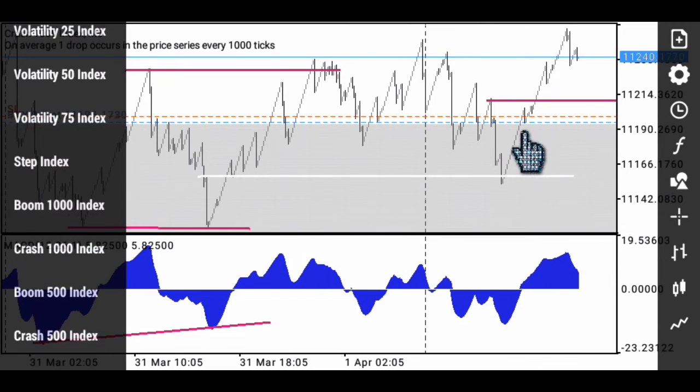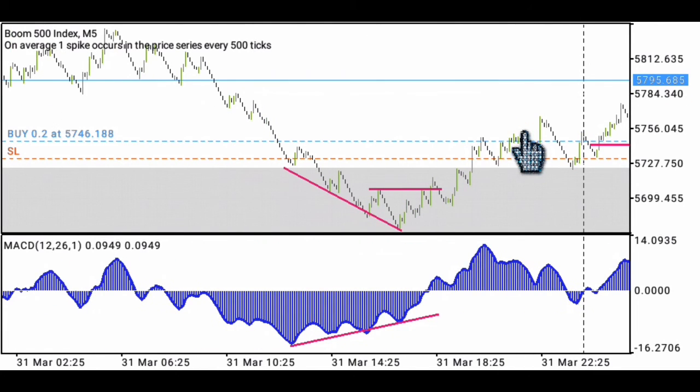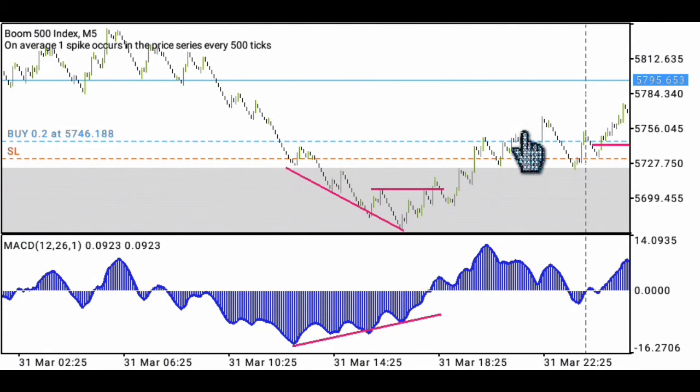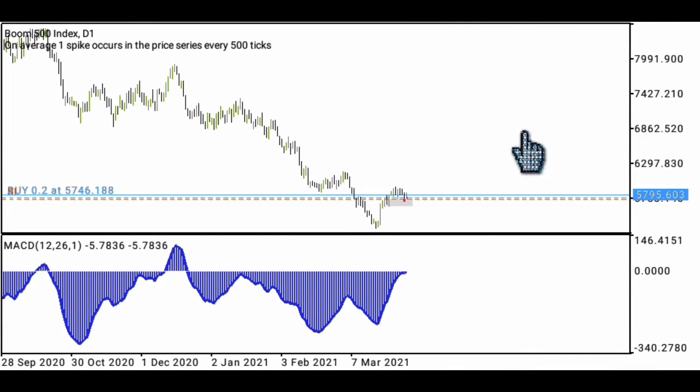That is the Boom 500. Now this is what a lot of people love, catching the spikes. So yeah, this is the spikes. Again, there's a key level right there. Let's go to the daily chart, and we're going to see what we build our ideas around.